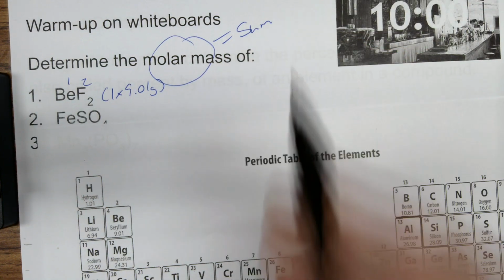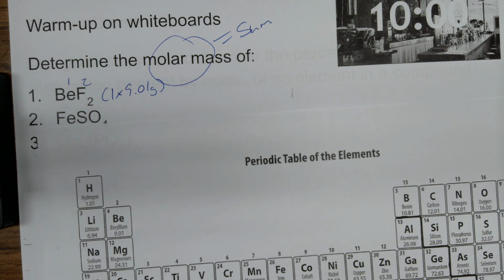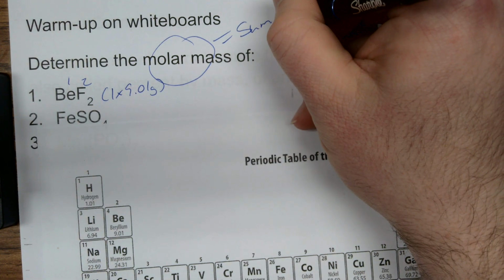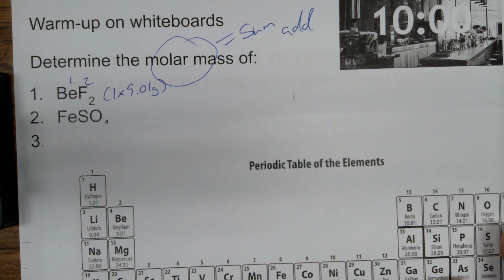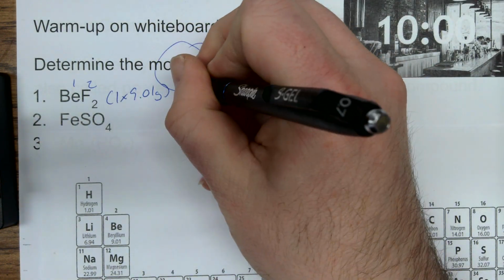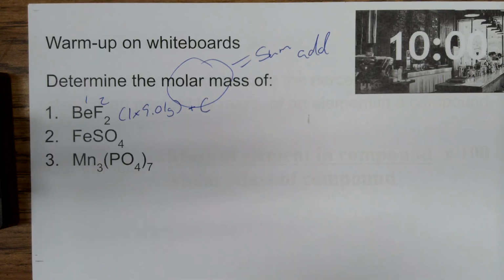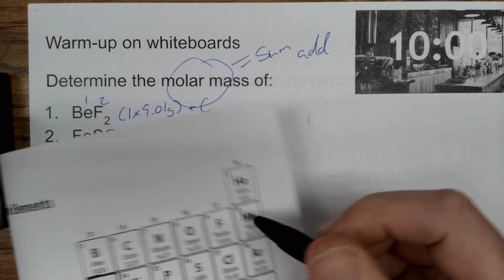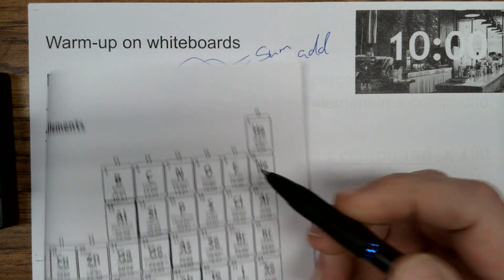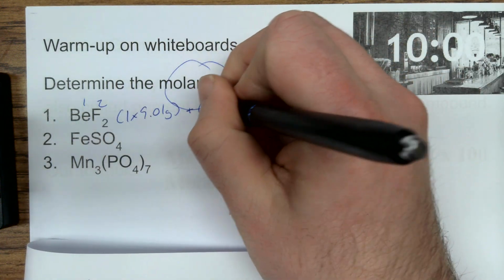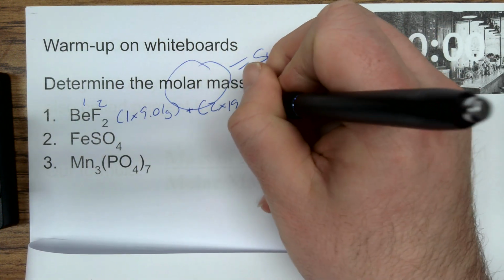Because it's the sum, am I adding, subtracting, multiplying, or dividing all my values together? Guys, if I'm doing the sum of everything, am I adding, subtracting, multiplying, or dividing everything? I'm adding everything. So, plus fluorine. Let's take a look at fluorine here. Fluorine has the molar mass of 19. There's 2 atoms, so 2 times 19.00 grams.